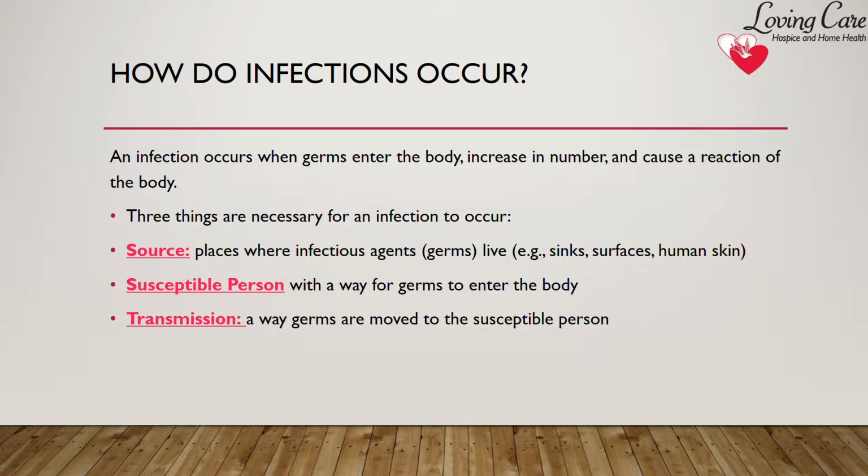Infectious agents, or germs, in the places where they live, such as sinks, surfaces, human skin, are what we refer to as a source. A source is an infection agent or germ and refers to a virus, bacteria, or other microbe. In healthcare settings, germs are found in many places. People are one source of germs, including patients, healthcare workers, visitors, and household members.